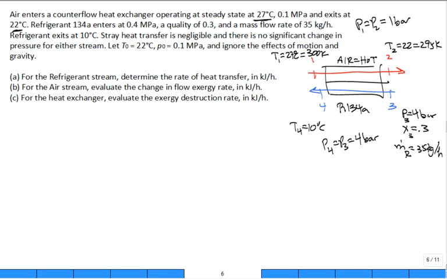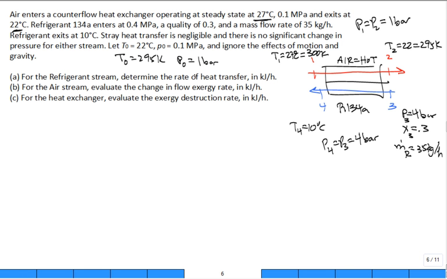Let T0 be 22 degrees C, so 295 Kelvin for the dead state temperature, and P0 be 1 bar for the dead state pressure. Ignore the effects of motion and gravity, so no kinetic and potential energy effects. Part A, for the refrigerant stream, determine the rate of heat transfer.